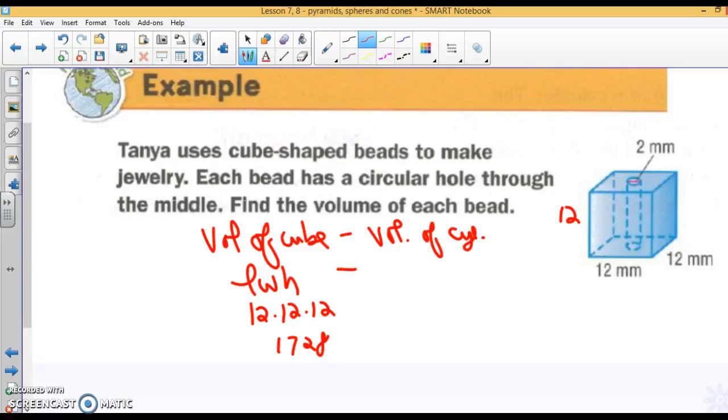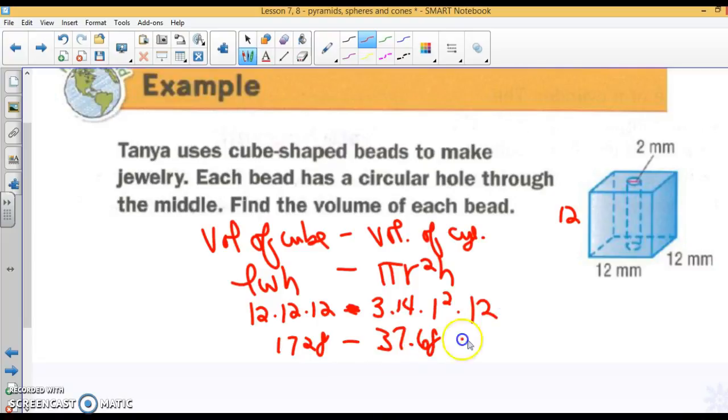Minus our volume of our cylinder, pi r squared H. So pi is 3.14 times the radius. The diameter here is 2, so our radius is 1. And the height of our cylinder is going to be 12. I will end up with 37.68. And when I subtract, I will get 1,690.32 millimeters squared.